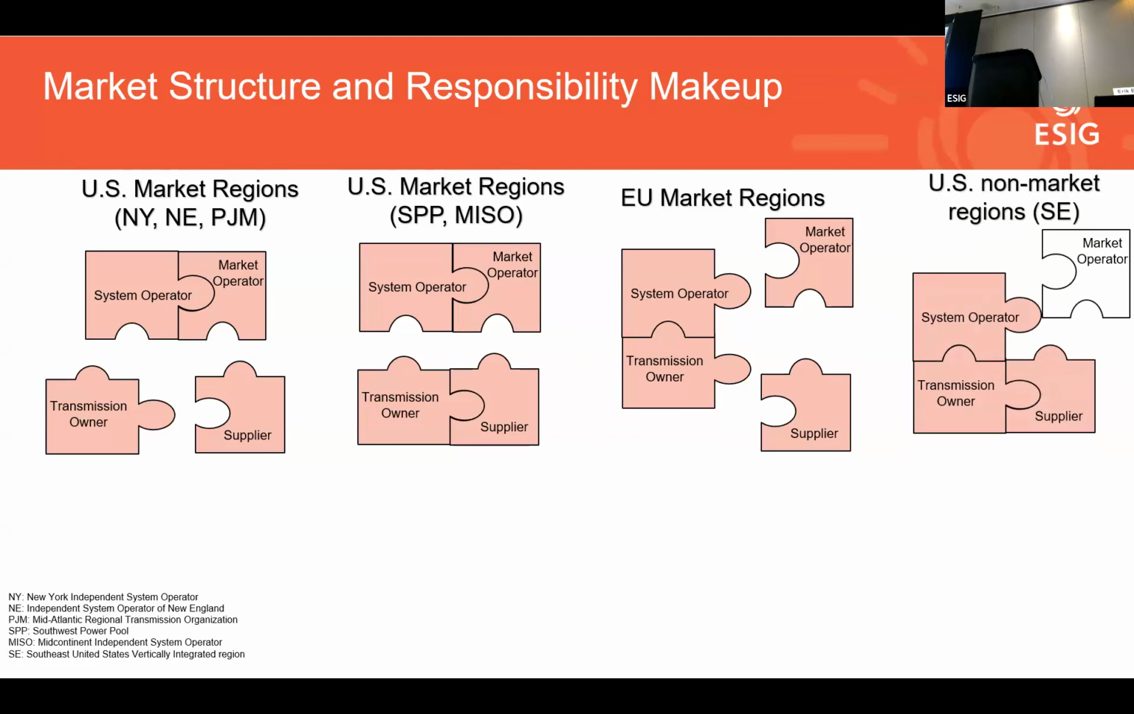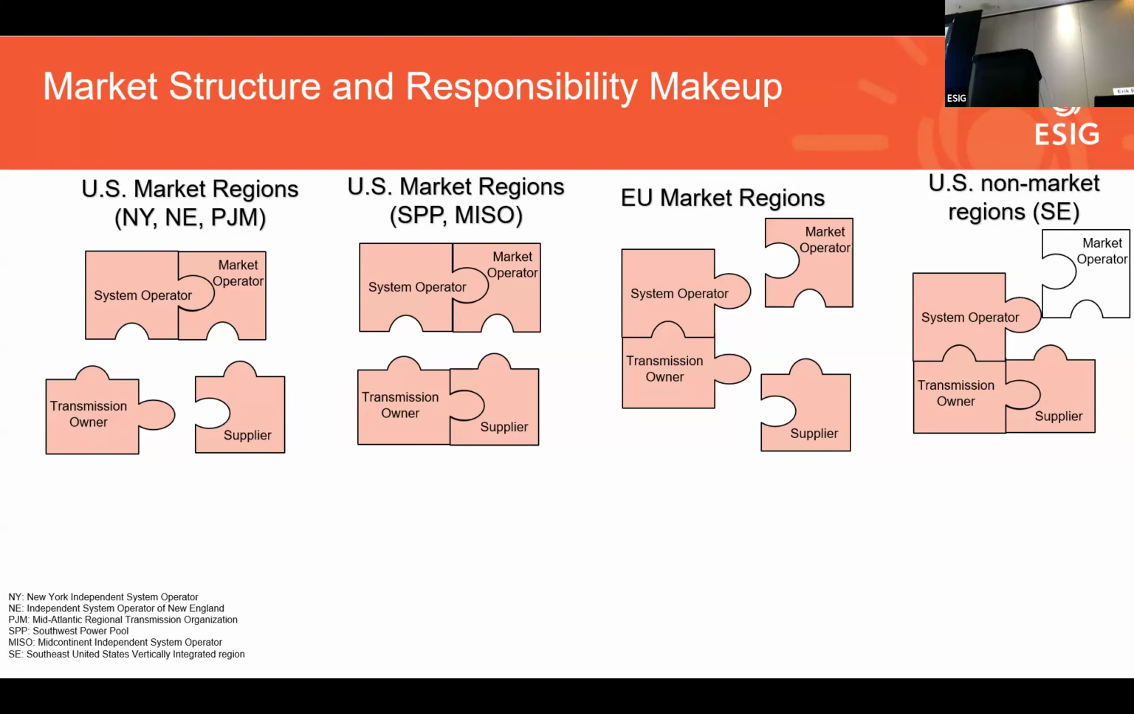And then in US non-market regions, there's another structure where we have fully vertically integrated utilities that are responsible for system operations, balancing functions, transmission operations, and transmission planning functions. And that entity also owns the transmission, typically would also own the distribution, as well as the generation that's within that region. So really fully vertically integrated across those three functions. And there doesn't exist a market operator. There's no market in at least some of these regions that we're talking about.